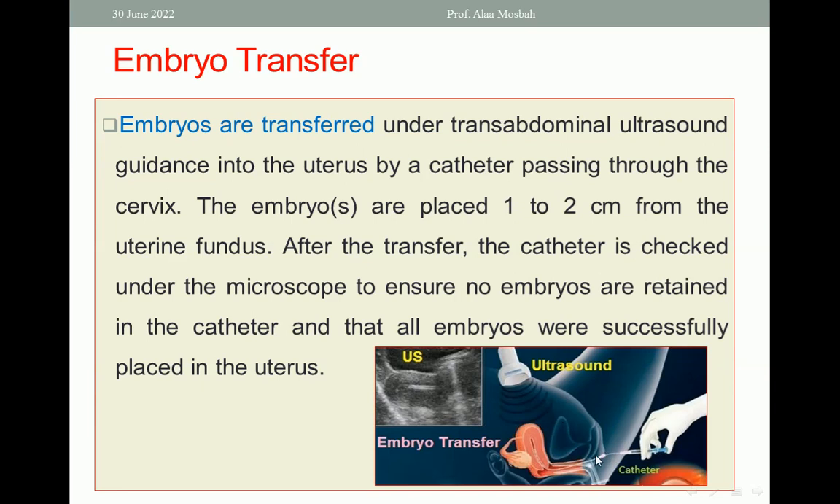Then, after you have expelled the medium and the embryo inside the uterine cavity, please check the catheter under the microscope to ensure there is no embryo retained in the catheter, and that all embryos were successfully placed inside the uterus. Okay.